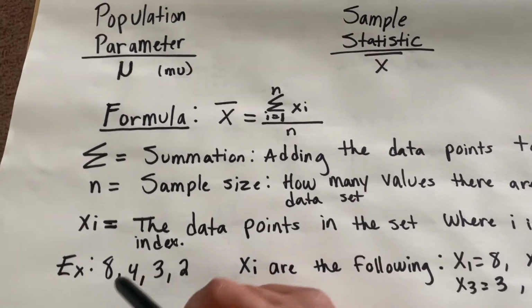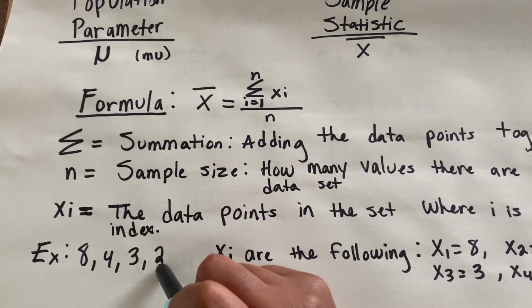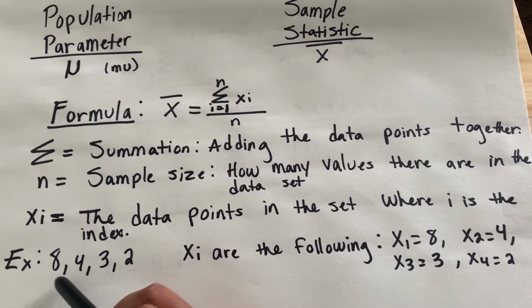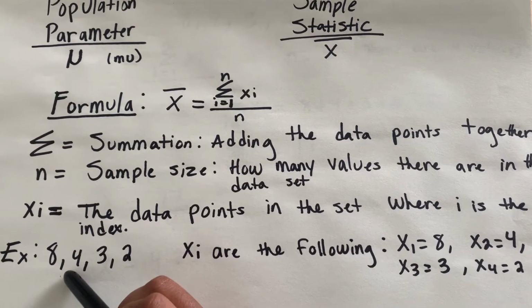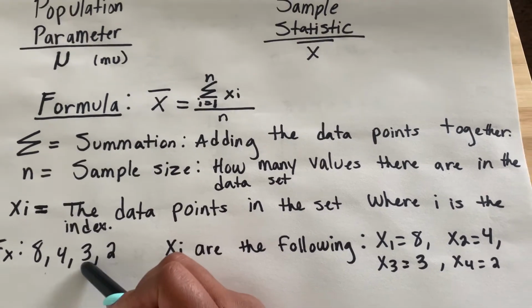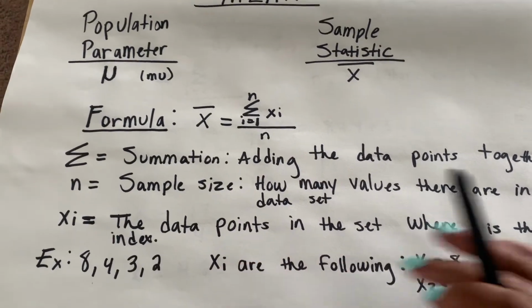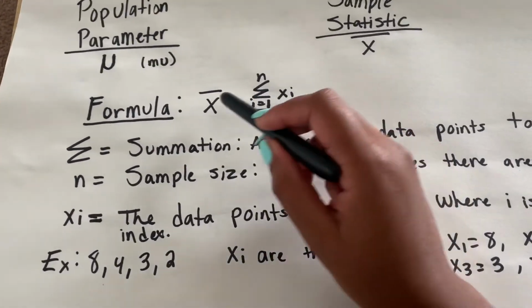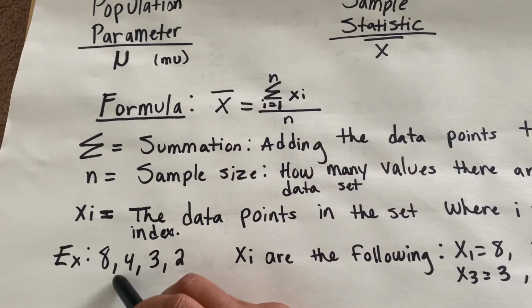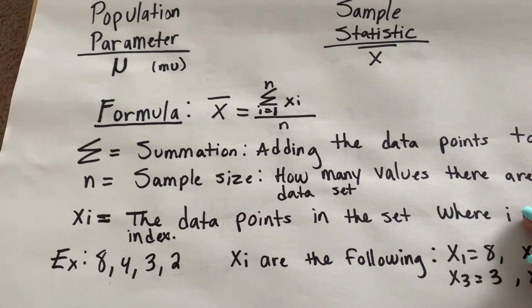So for example, if you look at 8, 4, 3, and 2 as your data set, X1 will be the first data point, 8. X2 is your second data point, 4. X3 is your third data point, 3. And X4 is your fourth data point, which is 2. So when you're doing a summation from i to N, this is saying to add up all of the data points in your data set to find your mean.